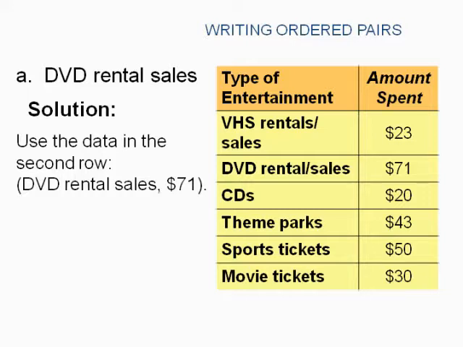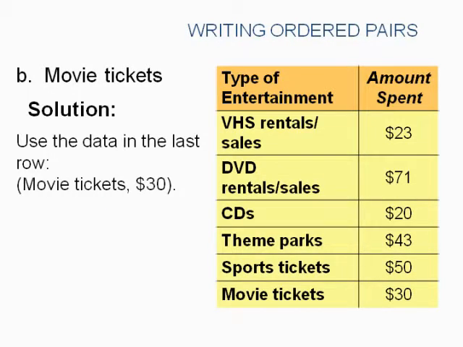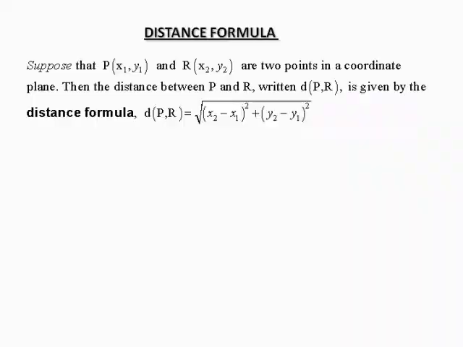Okay, so let's look at a few examples here. It says for this problem, go ahead and write an ordered pair using DVD rental sales. So if you look at the chart, DVD rental sales here would be the second row, X, and the amount spent on that would be Y. So look how they wrote this ordered pair. You know, they wrote it even using words instead of just variables. And one more, movie tickets. It says you can go ahead and use the last row. So notice the ordered pair they wrote there, movie tickets are $30, and this is how things are used out in the real world. It's not always just about mapping and so forth.